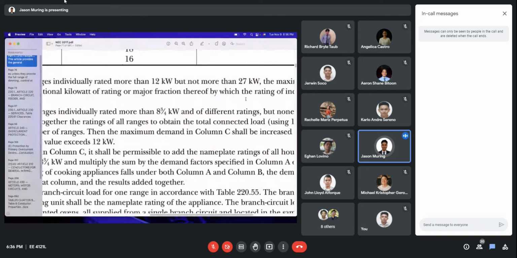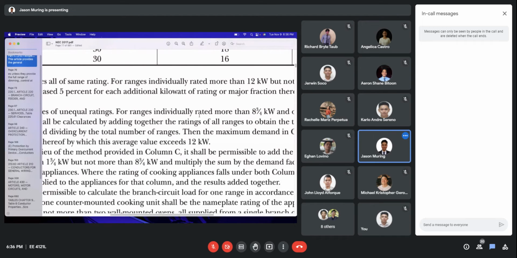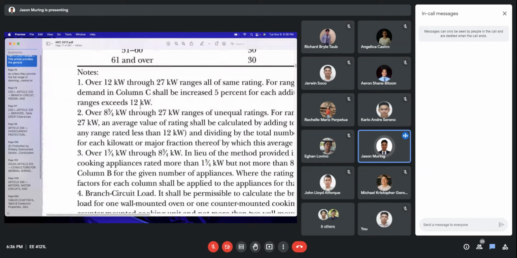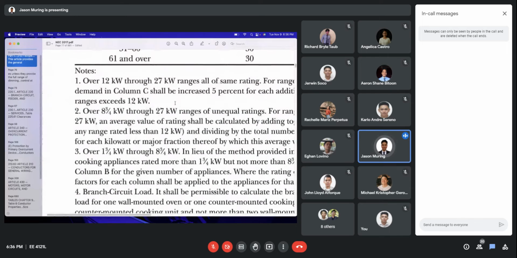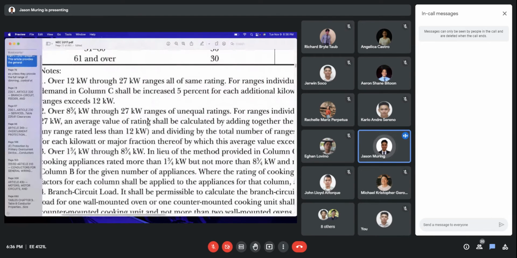Okay, so major fraction thereof means that if you have 0.5 or more, you increase to the nearest one, and below 0.5, you decrease to the nearest one. Okay, the range exceeds by 12. So 14 exceeds 12 by 2 kilowatt. Right? Since this is for each additional kilowatt, therefore we need to increase our value by 10%.